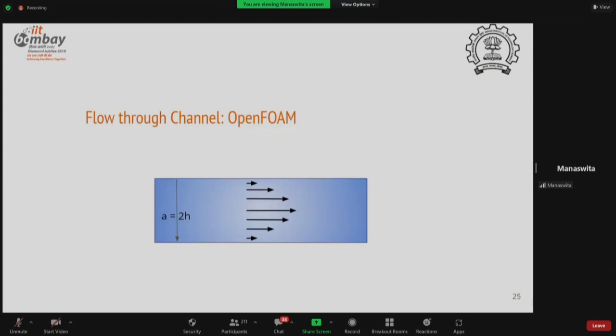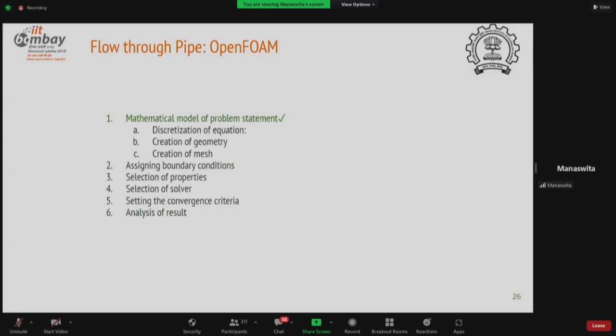Now, flow through channel, OpenFOAM. I think there is a tutorial hands-on session after this, and they will be taking it. I will show you a demonstration for flow through pipe. Okay, so when we take the numerical route, first we have to discretize the equation. Creation of geometry, creation of mesh, assigning the boundary conditions, selection of properties, selection of solver, setting the convergence criteria, and analysis of results. Okay.